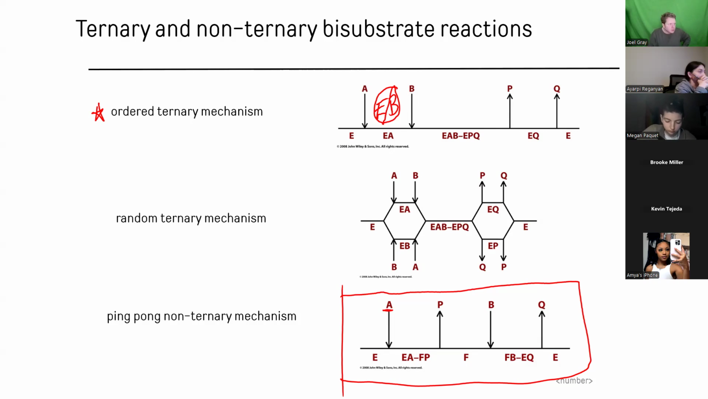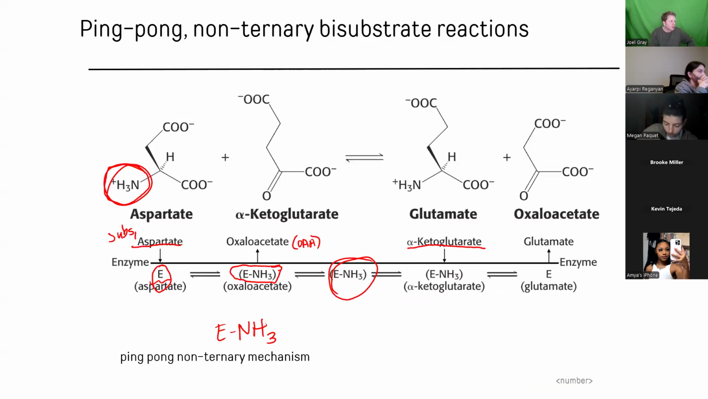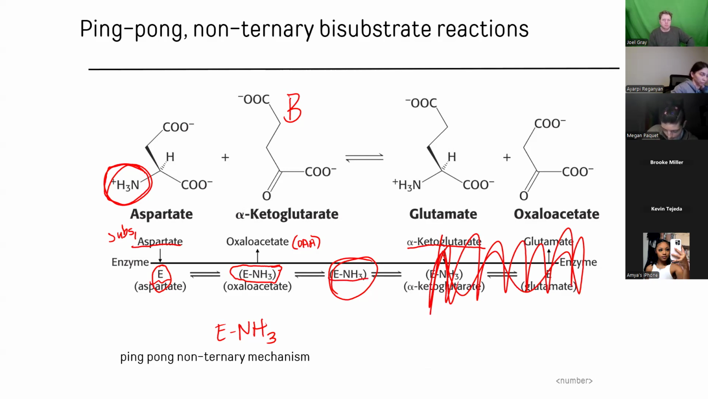Absolutely right. B, now I'm going to jump ahead, this right here is B, our second substrate. So our second substrate, alpha ketoglutarate, binds to our enzyme. What do you think our enzyme is going to do now if you ignore all of this? Our modified form of our enzyme, ENH3, what do we have to do to get back to E?